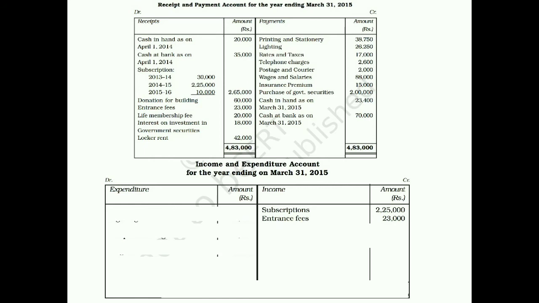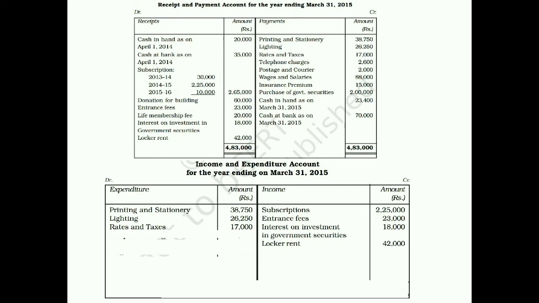Next is interest on investment in government securities, 18,000. Where will it be? On the buy side as well. Next is locker rent of 42,000. Now on the payment side, printing and stationery, where will it be? On the two side. Good. That is 38,750. Next is lighting. Next is rates and taxes, 17,000. Telephone charges 2,600. Postage and courier 2,000. Next is wages and salaries 88,000. Next is insurance premium 15,000.